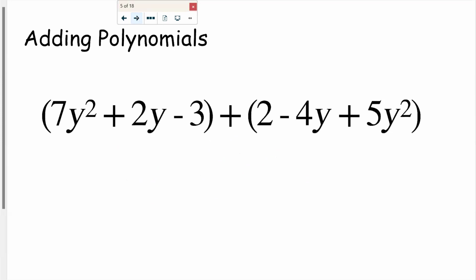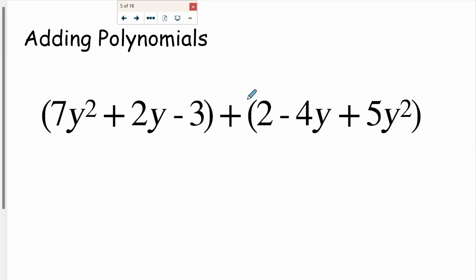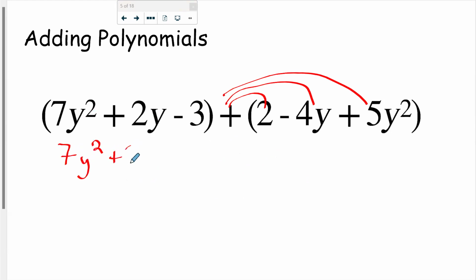All right, so let's just jump right into this. How do we add polynomials? Well, you've done something like this before. Okay? If we're taking this 7y squared plus 2y minus 3, and we want to add 2 minus 4y plus 5y squared, what we're going to do here is distribute this plus sign to every term over here. So we're going to rewrite this front one, and we get rid of these parentheses because there's nothing being distributed.